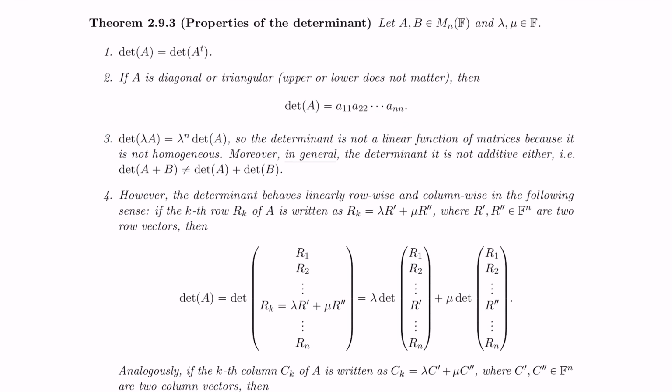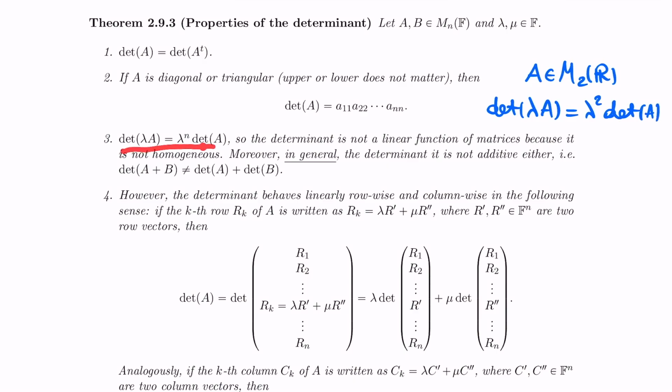Then we have that the determinant of lambda times A is equal to lambda to the power n times the determinant of A. That is, the dimension of the square matrix n becomes the exponent of the coefficient lambda. For this reason, the determinant is not a linear function of matrices. For example, if you have a matrix of dimension 2 over the reals, then if you consider the determinant of lambda times A, what you get is lambda squared times the determinant of A.